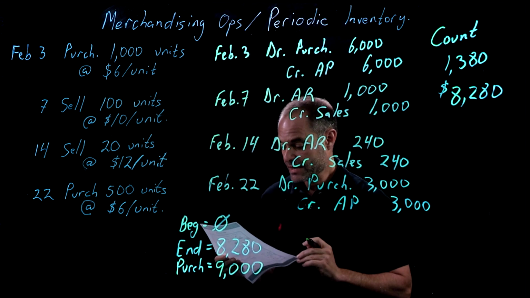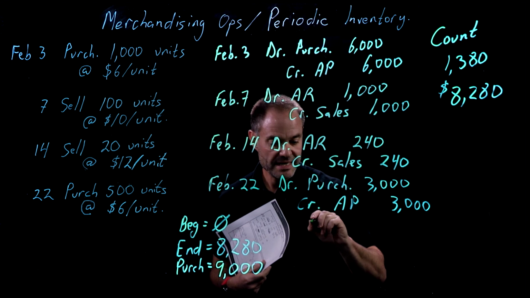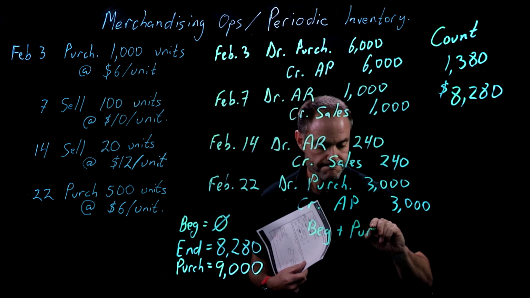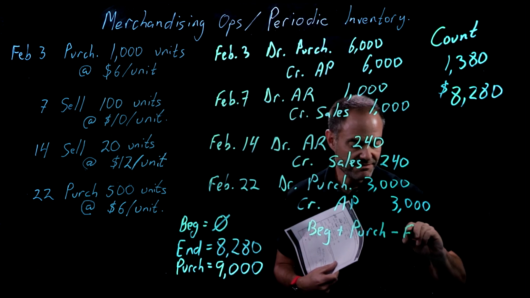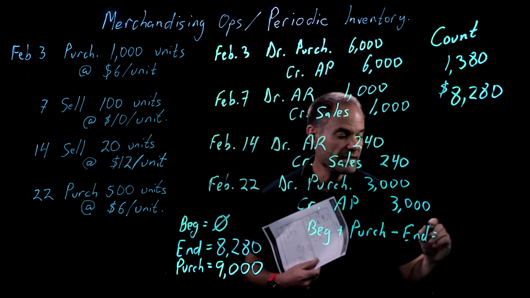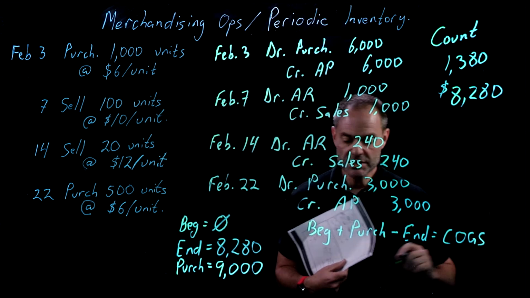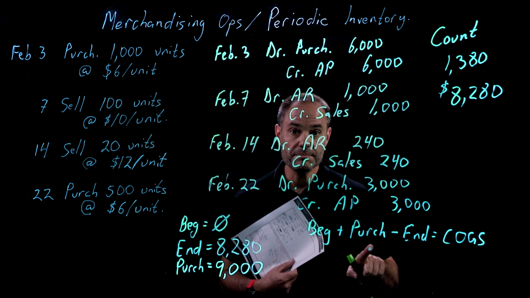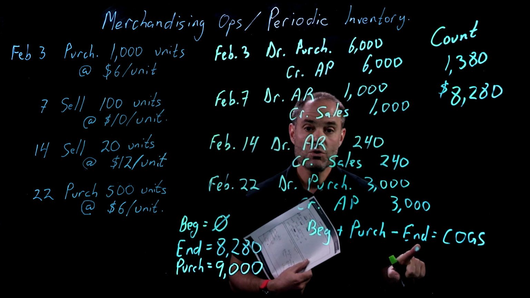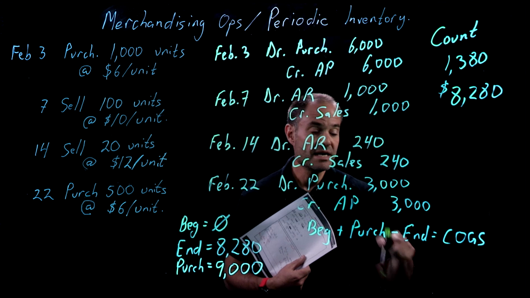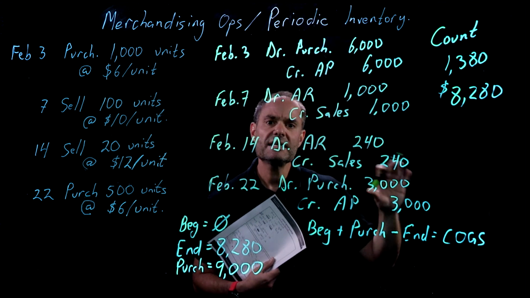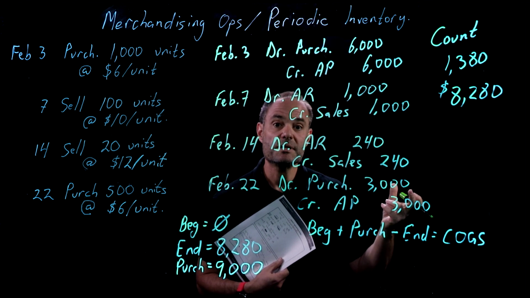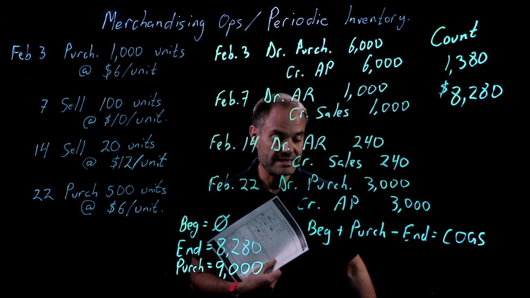And so we know that my beginning inventory plus my purchases minus my ending inventory is going to equal cost of goods sold. In other words, if I take everything I had at the beginning of the period, add in all the stuff that I purchased during the period, and then subtract out whatever is left over at the end of the period, the difference is what I sold. It's kind of like what we did back when we looked at adjusting entries and supplies, and how we figure out how much supplies expense we had or how much supplies we used. In fact, it's exactly the same process.